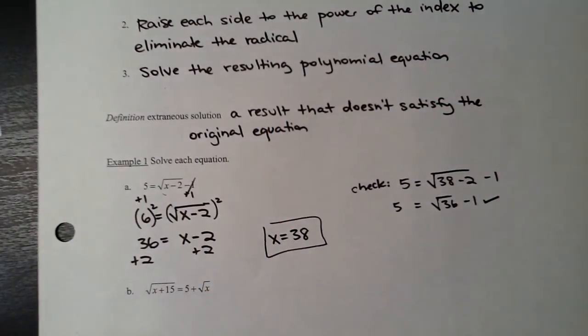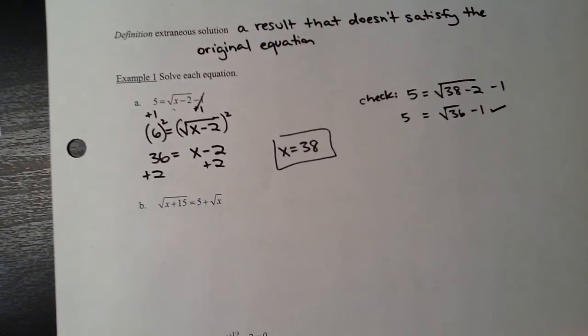Okay, so it's like, you do all the algebra, you do the algebra correctly, yet for some reason it just doesn't end up checking out when you try to plug it back into the equation. So 38 worked. It checked. Let's take a look at part B.